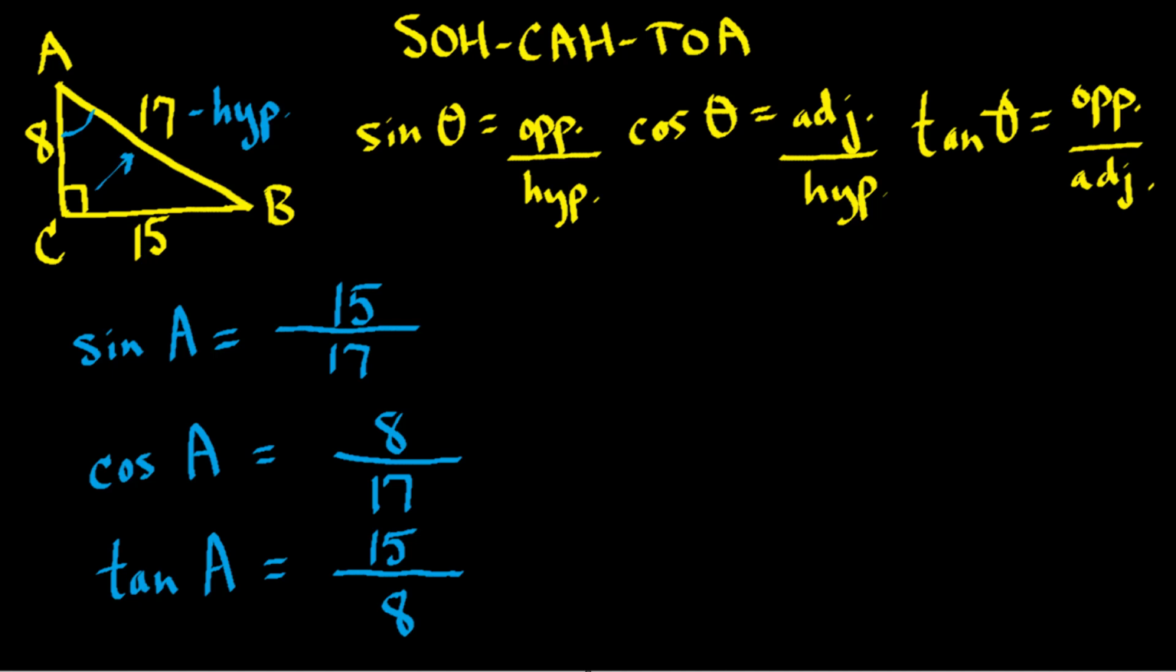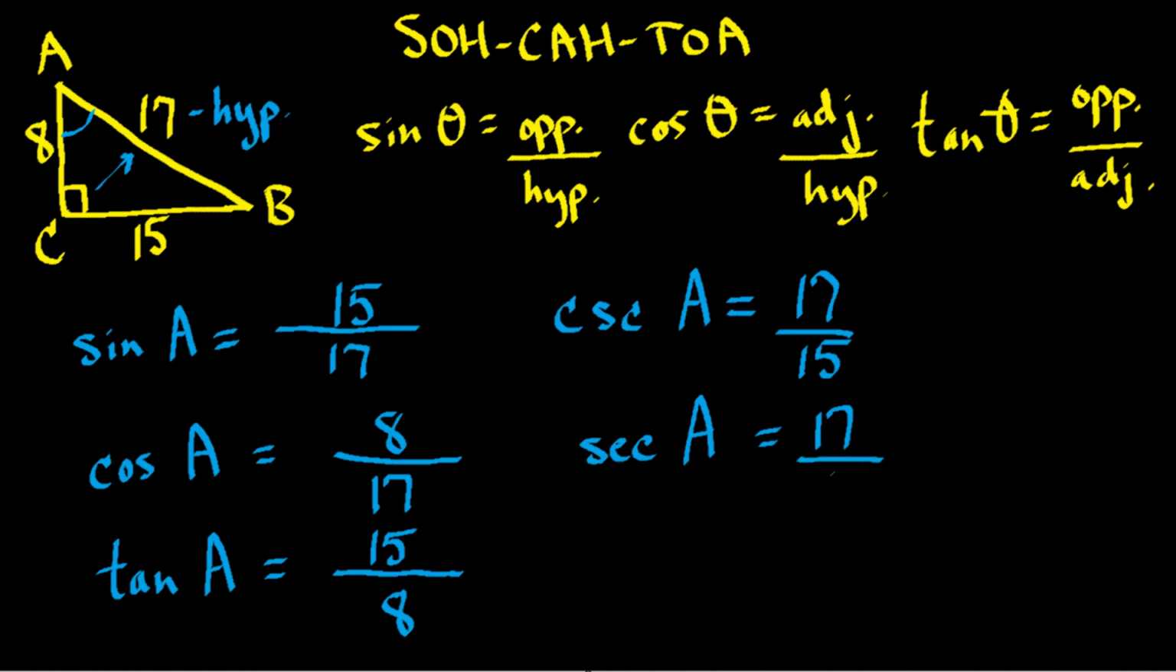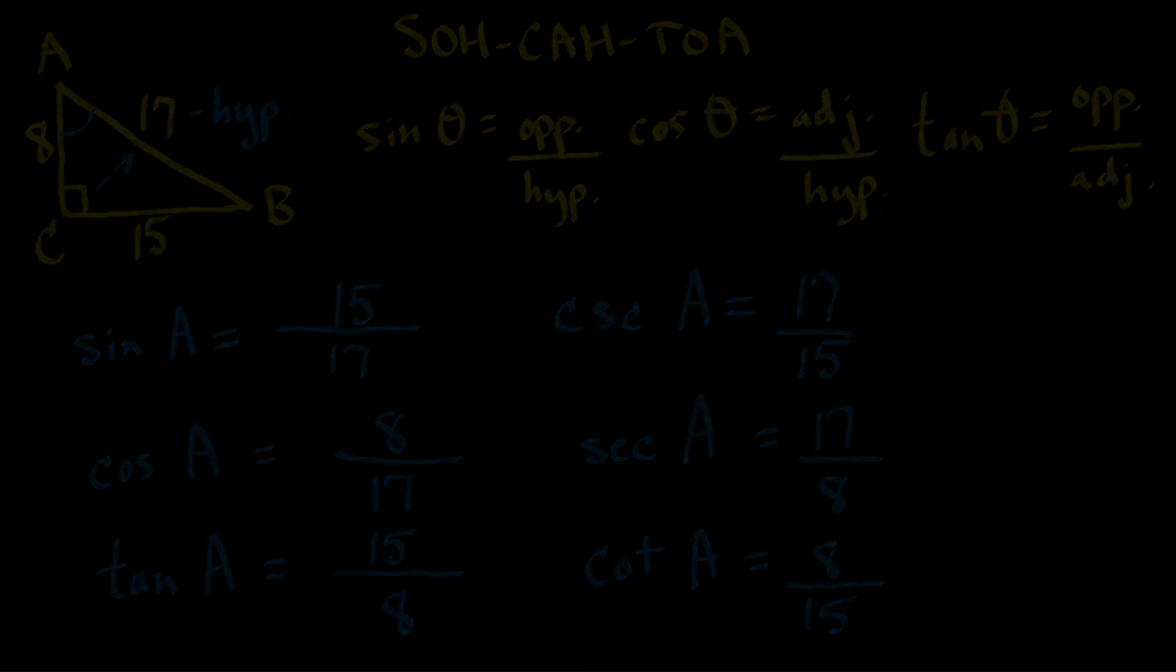We can also solve for the three reciprocal functions. Since cosecant is the reciprocal of sine, then cosecant A is 17 over 15. We just flip that fraction over. Similarly, secant is the reciprocal of cosine, so its value would be 17 over 8. And cotangent is the reciprocal of tangent, so its value here would be 8 over 15.